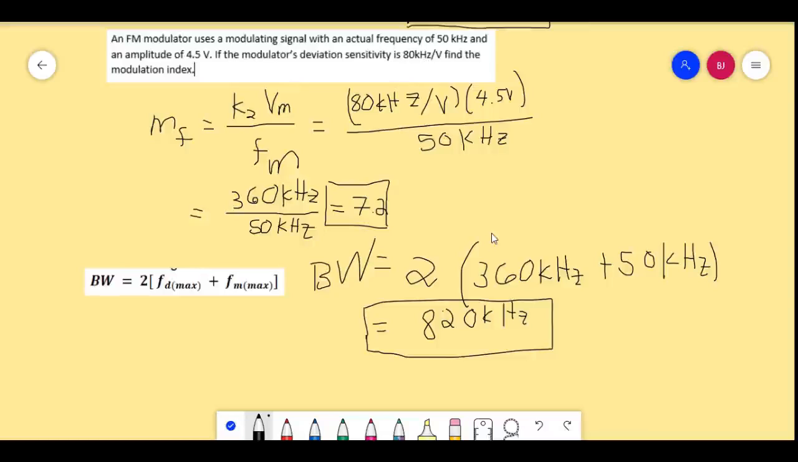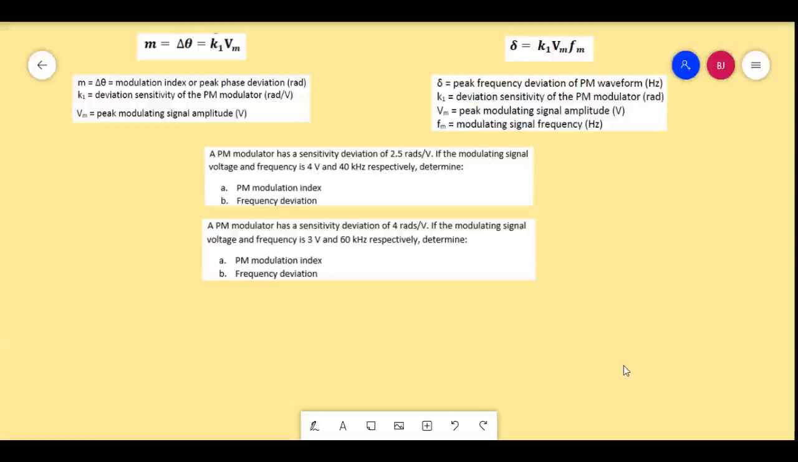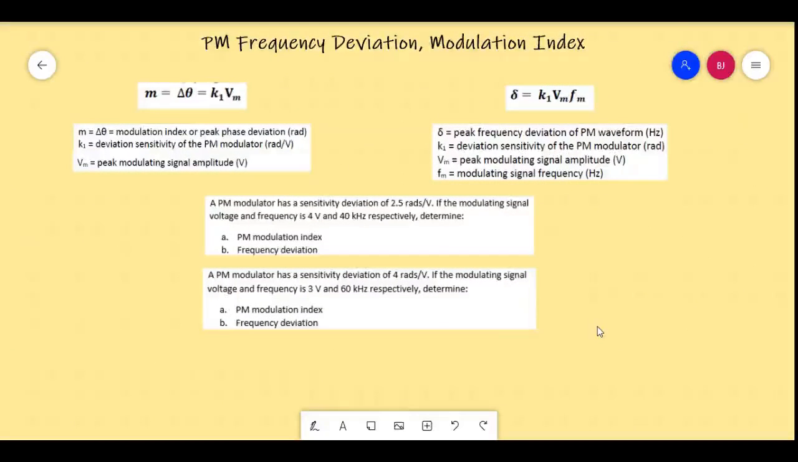So we're done with determining frequency deviation, modulation index, and bandwidth for FM. Let's now try finding the modulation index and frequency deviation for phase modulation. As you will notice, there is a difference in how they are calculated. Now, let's take a look at how we are able to determine frequency deviation and modulation index for phase modulation.